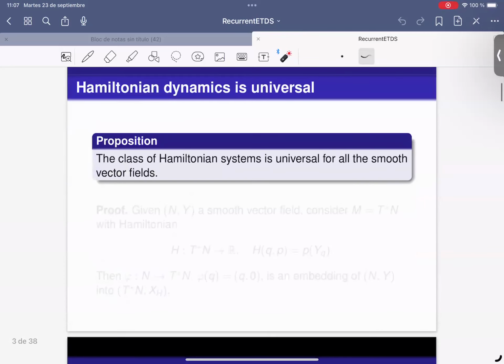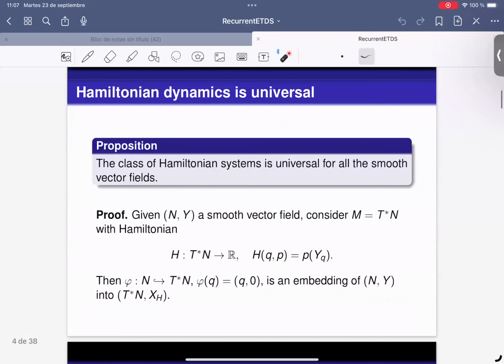Let me give you an example, and an example is Hamiltonian dynamics. Indeed, Hamiltonian systems are universal for all the smooth vector fields. This means that every smooth vector field can be represented as the flow of a Hamiltonian dynamical system. And actually, the proof is very simple. Probably you all already know it. The idea is, okay, let's consider the cotangent bundle. So if you give me a smooth vector field on a certain manifold N, consider the cotangent bundle and embed N inside the cotangent bundle as the zero section.